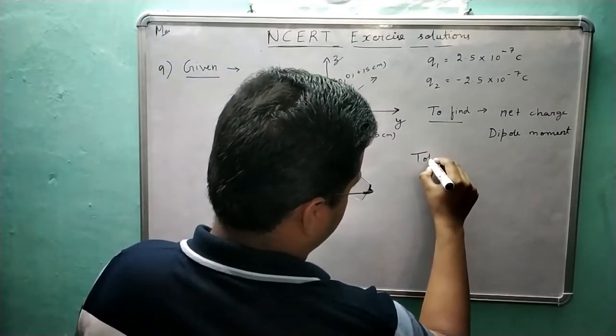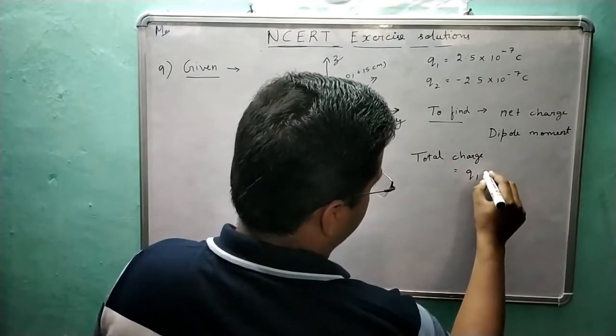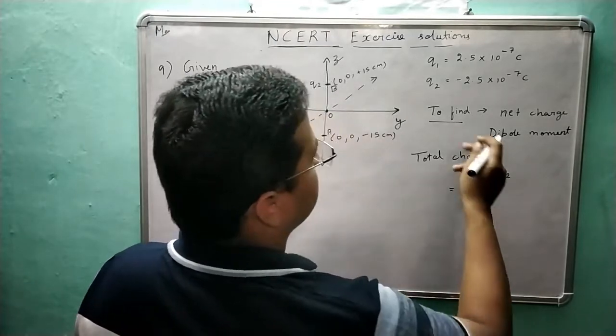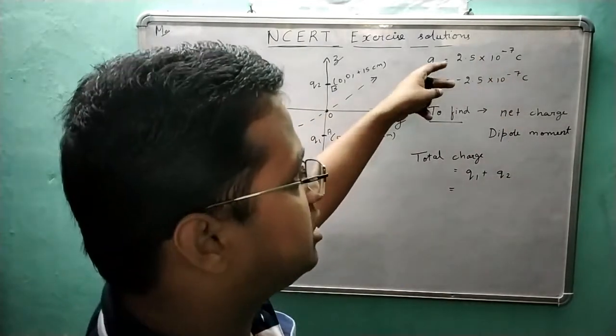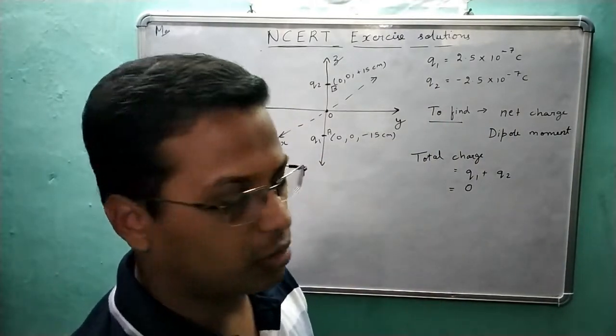So total charge is equal to Q1 plus Q2. As you can see, both are the same and of opposite sign. If you add them, they will cancel. So total charge will become 0.